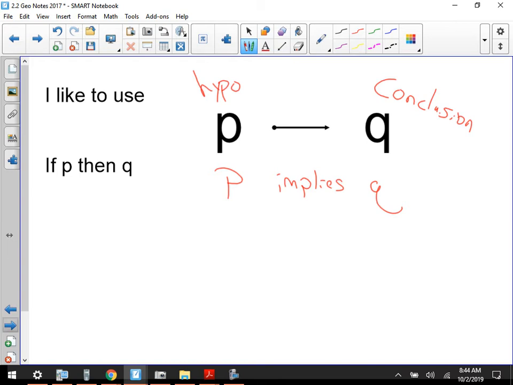The reason why we use P's and Q's, you guys ever heard the term "mind your P's and Q's"? That's where this comes from. Mind your P's and Q's came from the idea of watching how you're explaining something, watching how you're talking, because they're trying to make sure that you're using the correct logic. That's what that stands for.